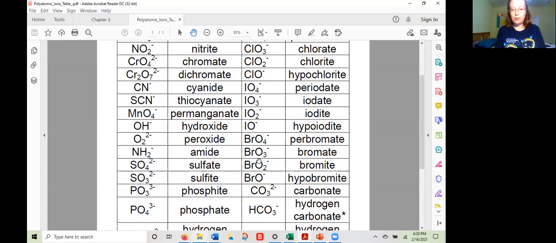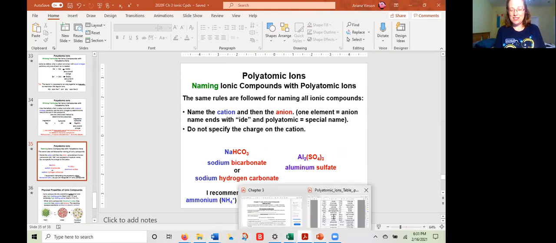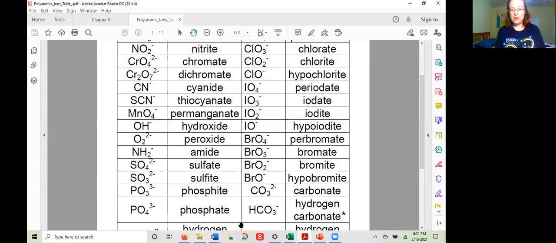The one in the problem that we were just looking at, if I come back to this, was NaHCO3. So the Na we get from the periodic table, that's sodium. The HCO3, we look at our polyatomic ion chart. The table, let's see. HCO3, there it is, hydrogen carbonate.